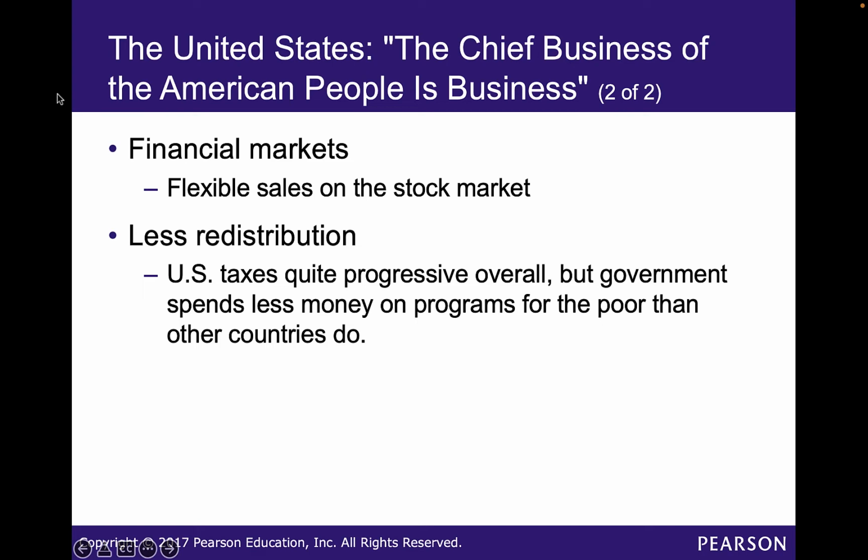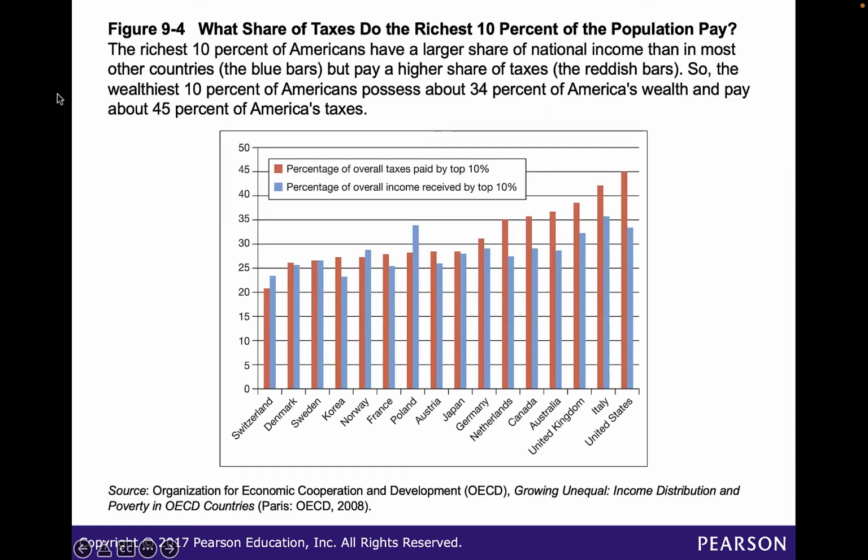Here in the United States, we have money taken out of our check. We have to pay money to our government, where this money is used to fund programs. But in a sense, we also spend less money on programs for the poor than other countries do. We spend a lot of our taxation on defense, right?